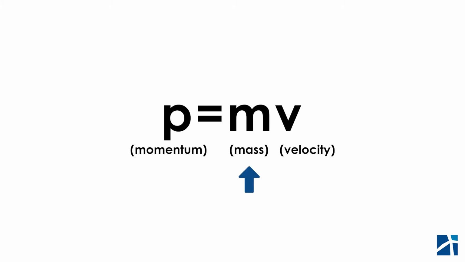If an object has a larger mass or a larger velocity, it will also have a larger momentum. But if the object is still and is not moving, its velocity will be zero. And based on this equation, the momentum will be zero. So in order for an object to have momentum, it must have both a non-zero mass and velocity.